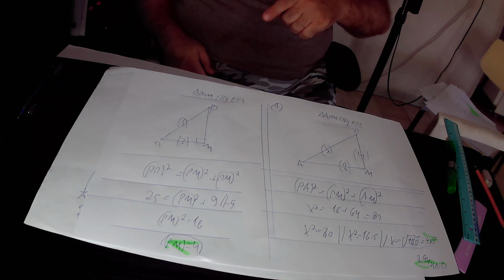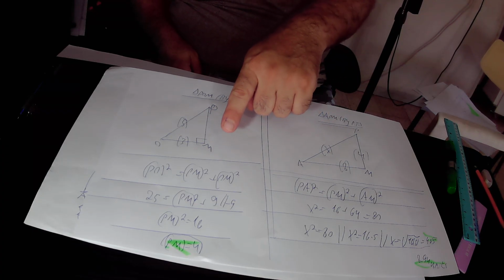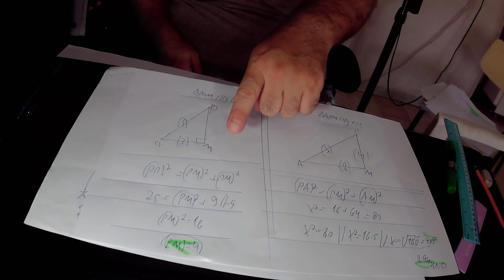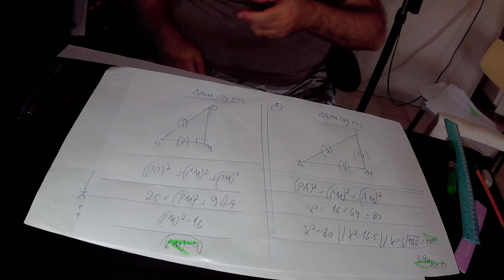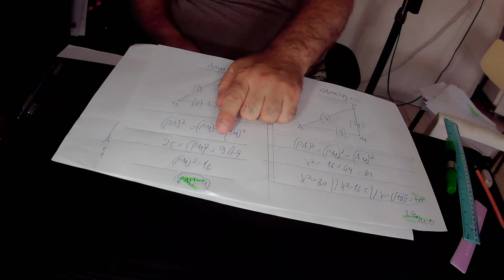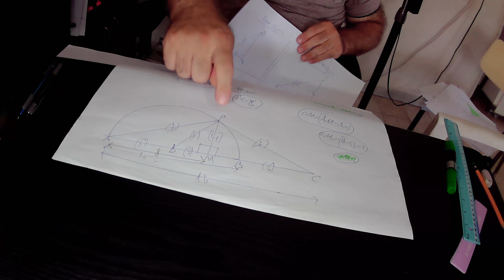So in total, we found that 25 equals PM squared plus 9. Here we subtracted 9 from this equation, and finally found that PM squared equals 25 minus 9, which is 16. PM squared equals 16. We took the square root of this equation, and finally found that PM equals the square root of 16, that is 4. So the missing side PM equals 4 units in length.